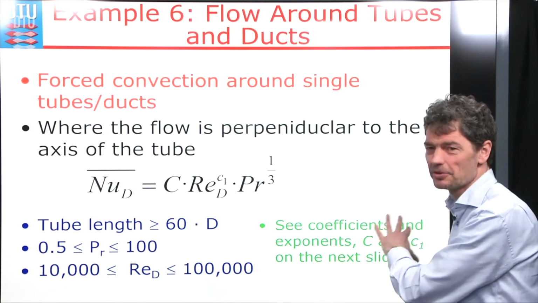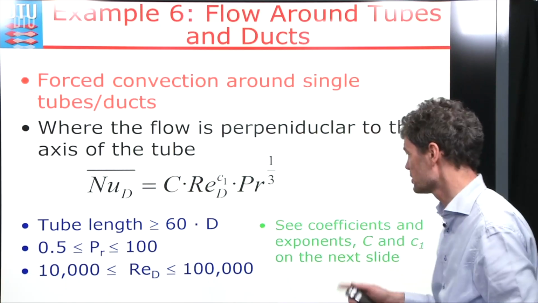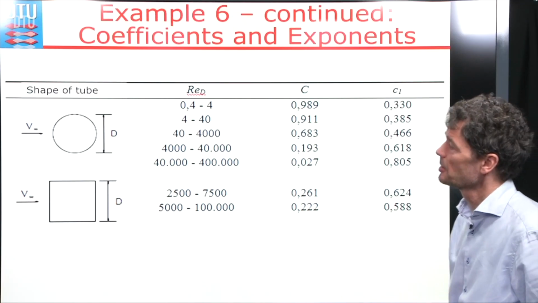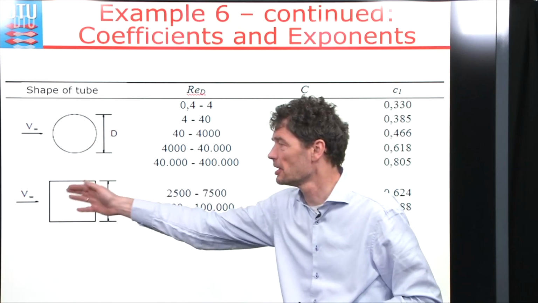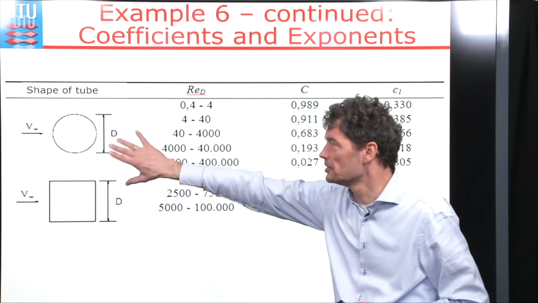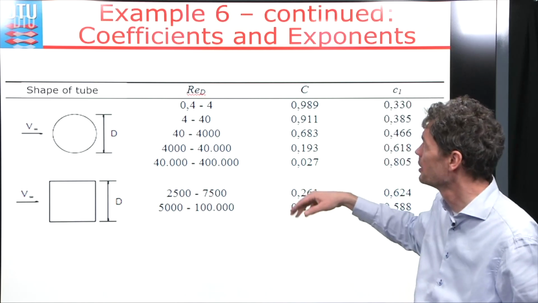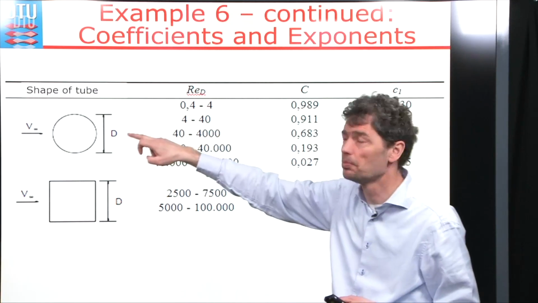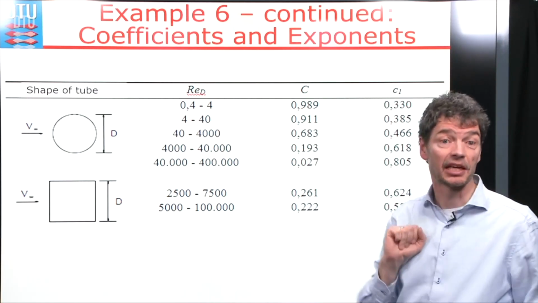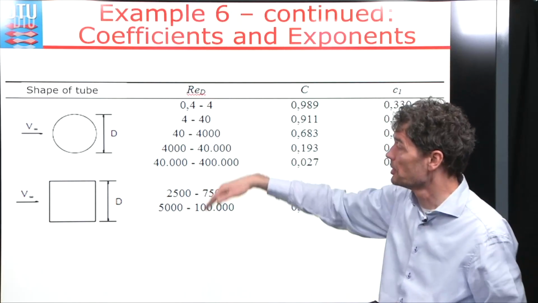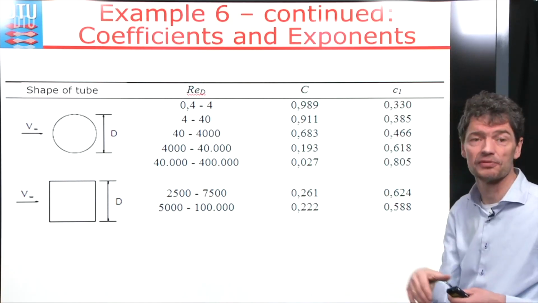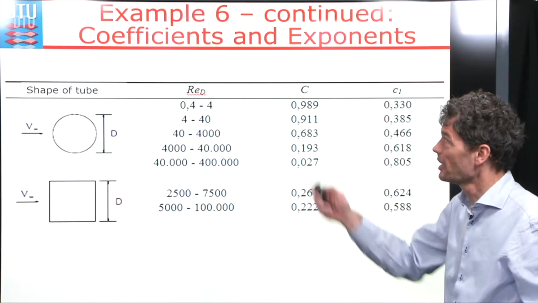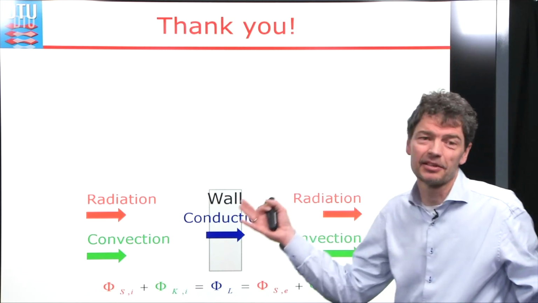Now, what we need to do is to have values for those coefficients and exponents, and that typically comes in a table, like here on the next slide. Depending on the geometry, whether it's a circular or a rectangular shape, you can read the geometry inputs here. It tells you how you should calculate the Reynolds number. So the D, the diameter here, would be the length that you insert for the characteristic length when you calculate the Reynolds number. And then you see where you end up, and you can then find values for the coefficient and the exponent that you're going to use. So that was example number 6.